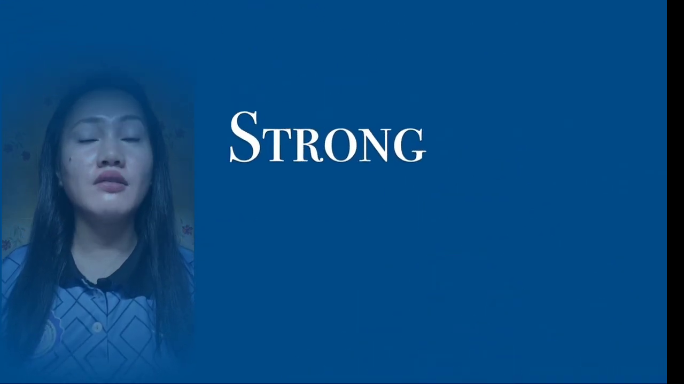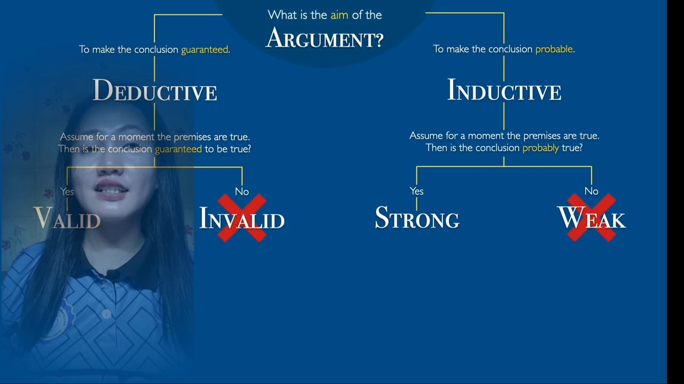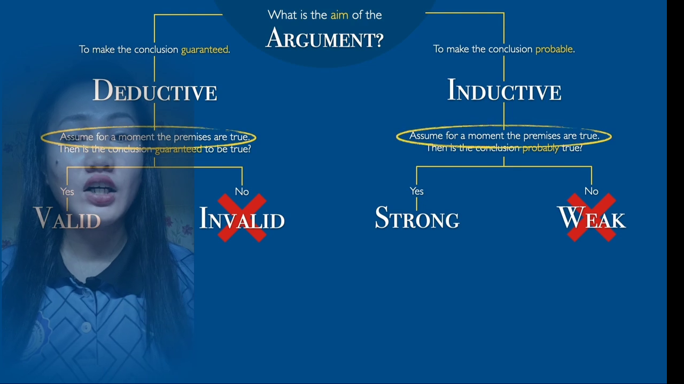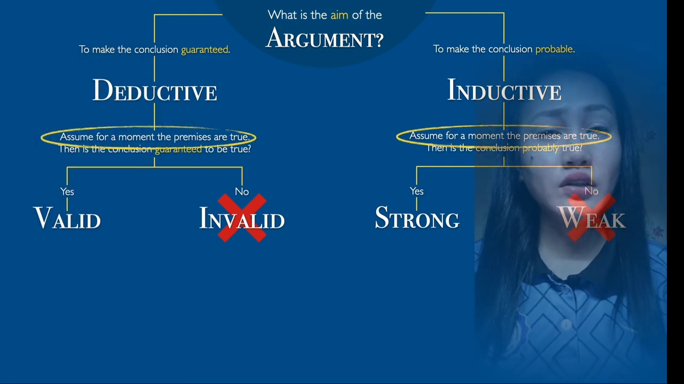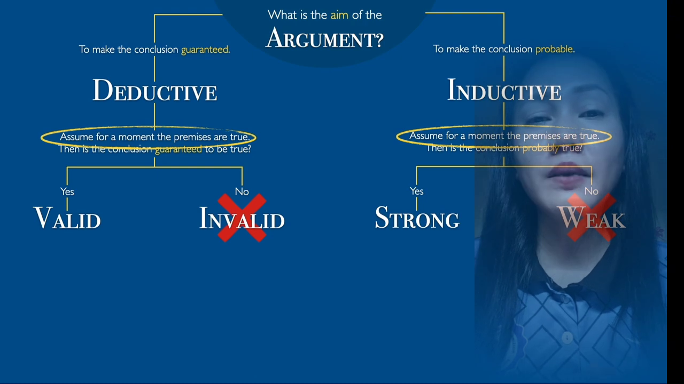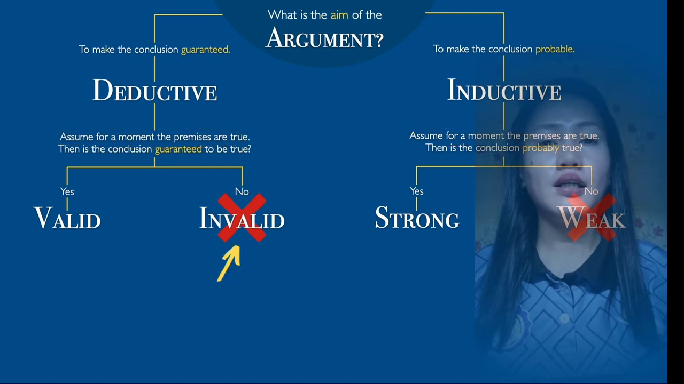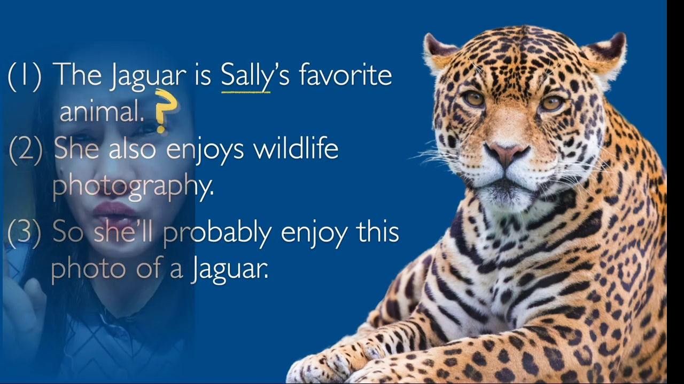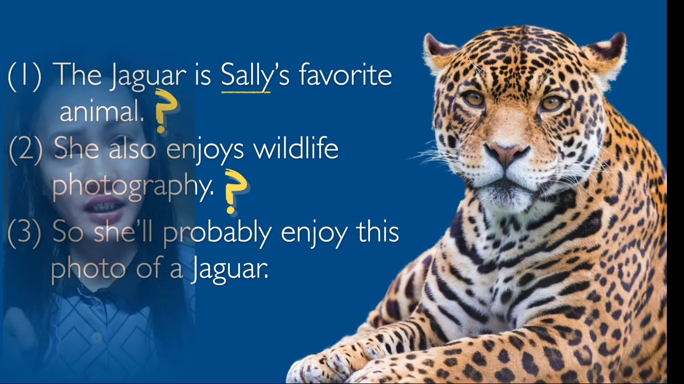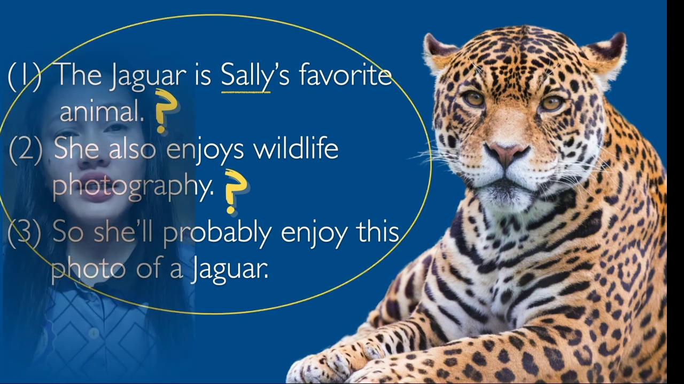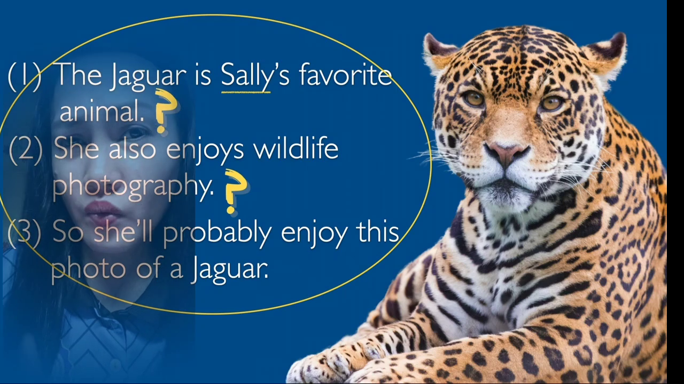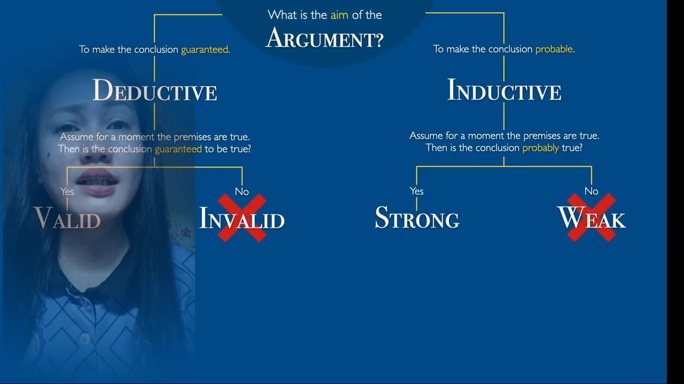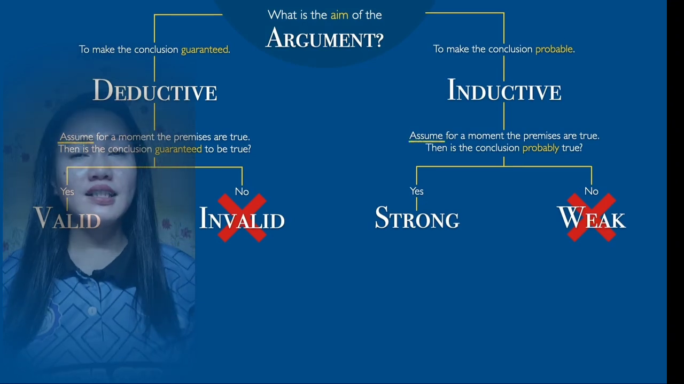So far, we've been assuming that the premises are true. And that was fine because we don't need to know whether the premises are true to evaluate whether an argument is valid or invalid, strong or weak. For example, who is Sally anyway? And is it really true she likes jaguars and wildlife photography? Nobody knows because I just made all this up. But notice that didn't stop us from recognizing this is strong reasoning.